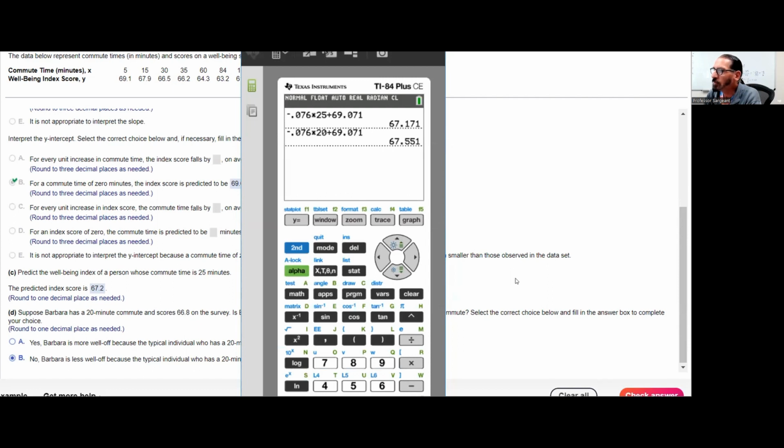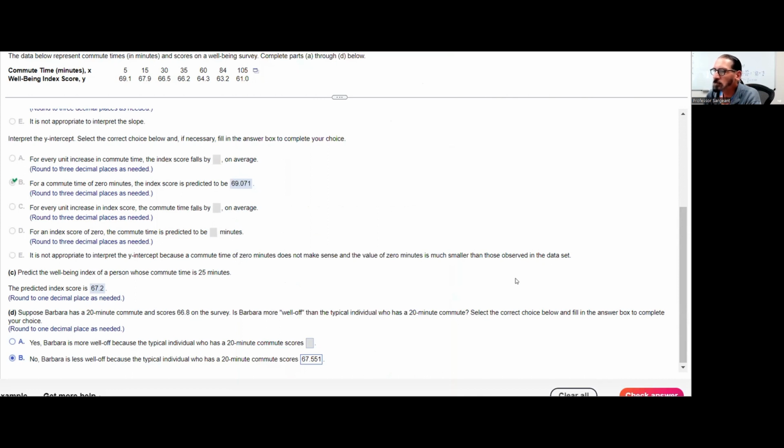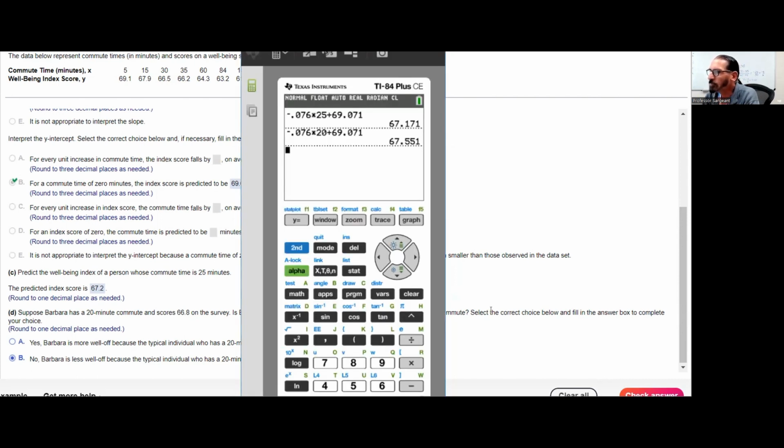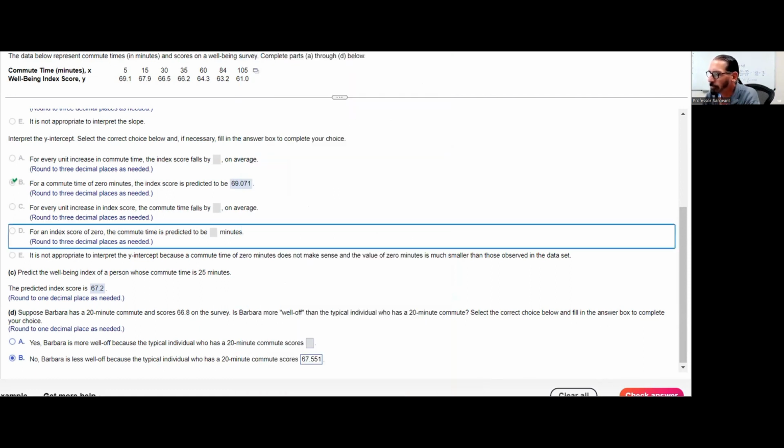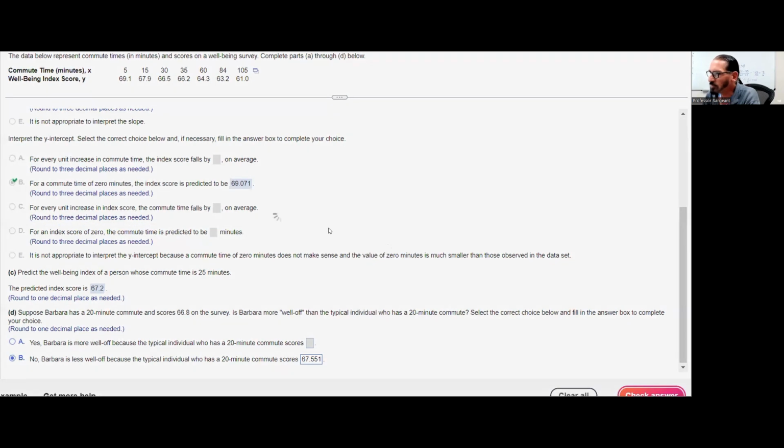So 551. Working on the assumption that a higher score means a better well-being. 67.551. 20-minute commute. Well, see what they say.